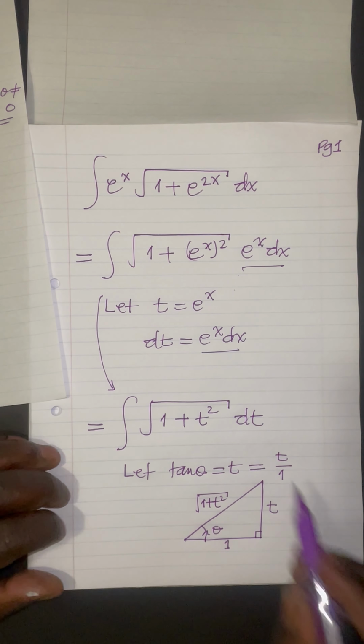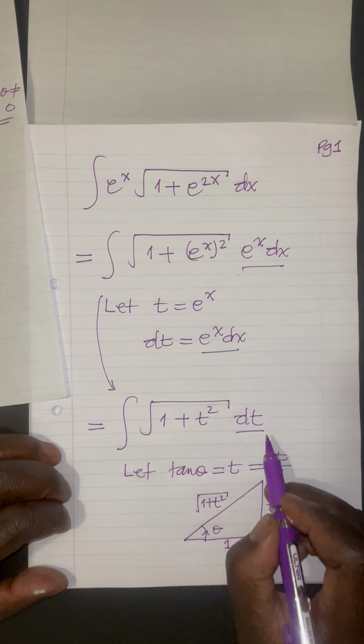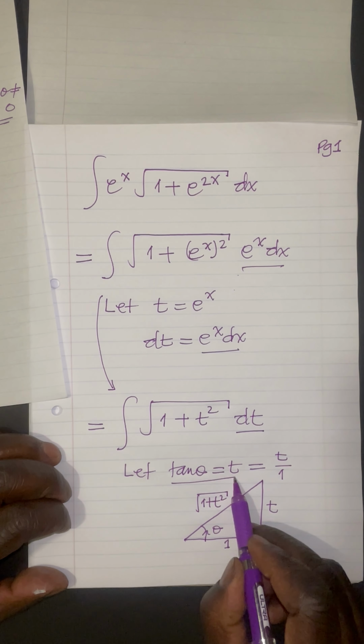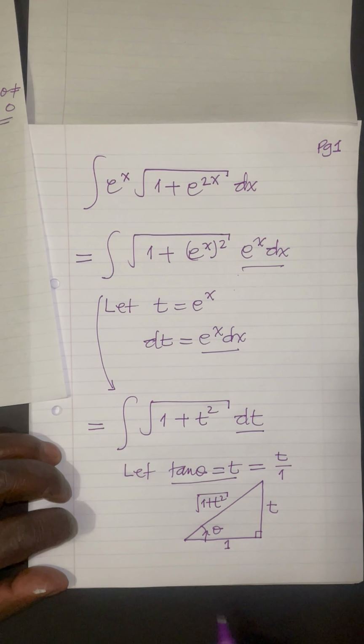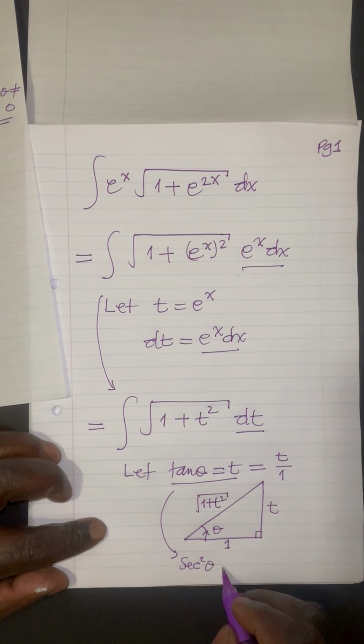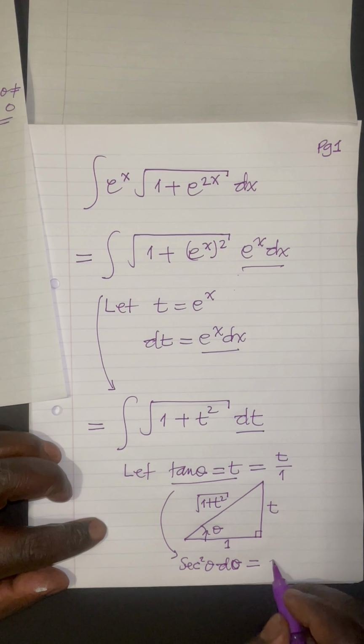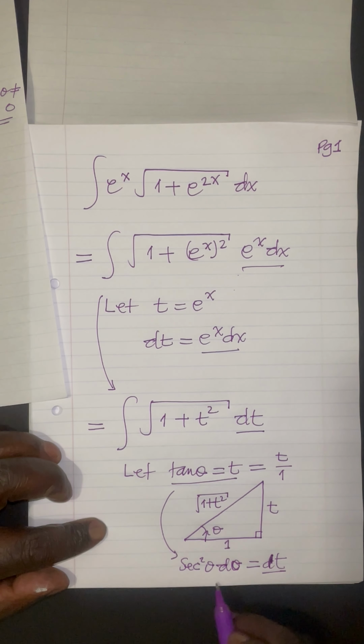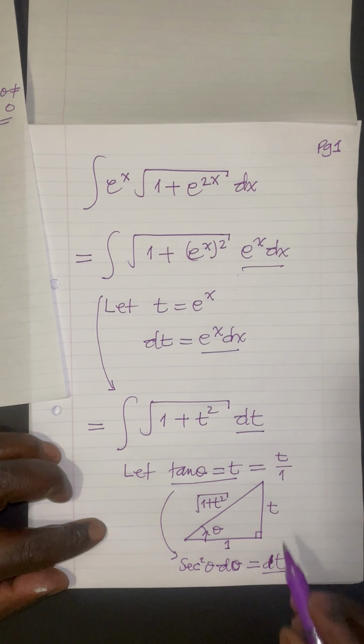Now, in order to obtain the expression for dt, we'll have to differentiate both sides of this equation here. So the derivative of tangent is secant squared, as you'll agree with me. So now I'm going to have sec squared theta d theta. On the right hand side, we have dt. So now in place of dt, I'm going to have sec squared theta d theta there.